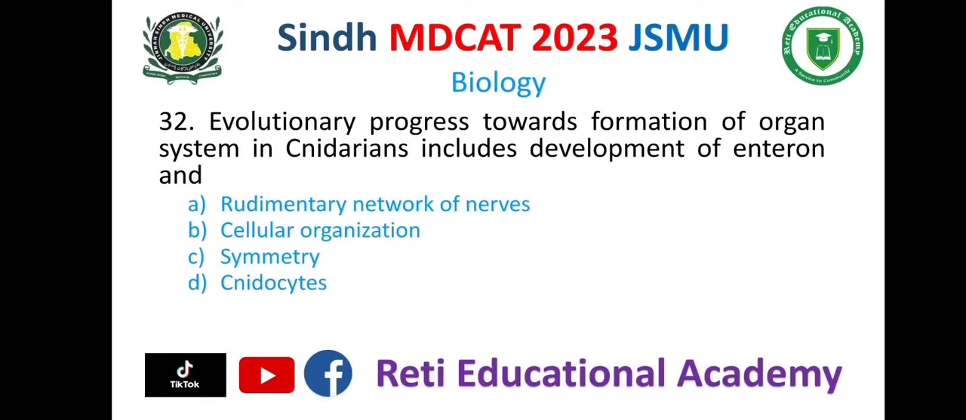Question number 32. Evolutionary progress towards formation of organ system in cnidarians includes development of A. rudimentary network of nerves, B. cellular organization, C. symmetry, D. cnidocytes. And the correct option is C.